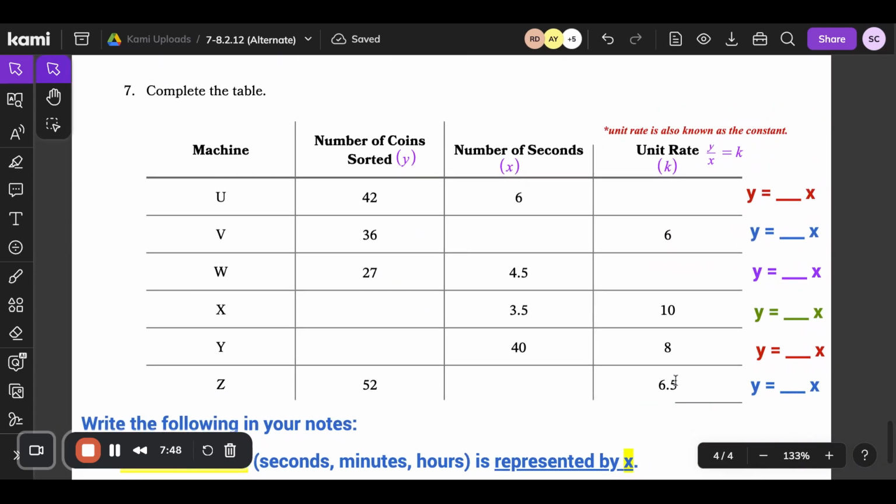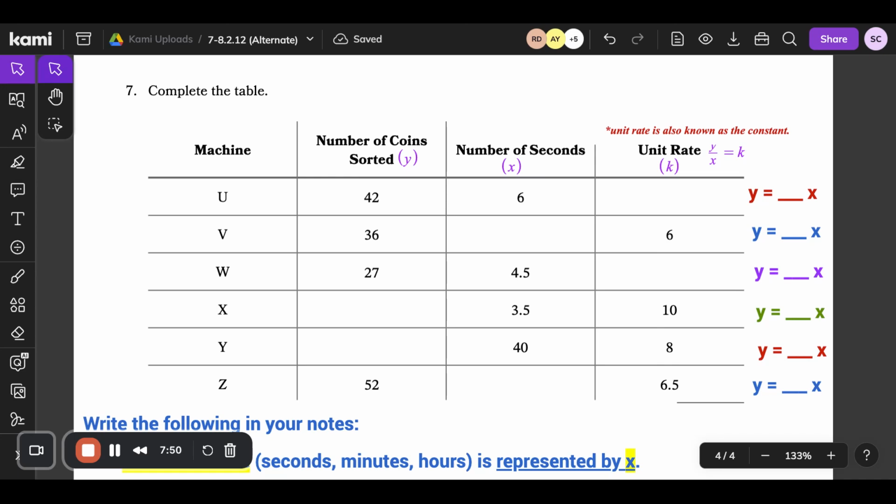And for number 7, this is a completely new set of machines, U, V, W, X, Y, and Z. And you'll notice for each of these, they have done one of 3 things for us. So they have either given us X and Y, and we are going to use X and Y to figure out what our constant is. That is what you are going to do for U and for W. So they gave you X and Y, or they gave you Y and X. So you are going to divide to figure out what your constant is.